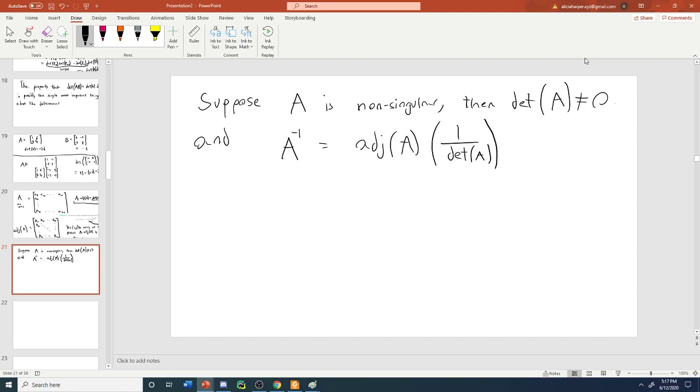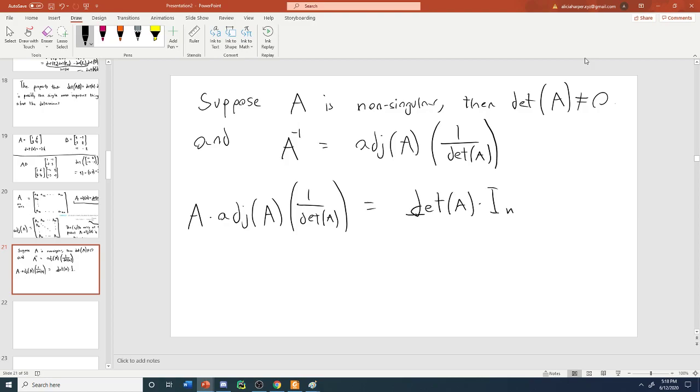The reason this is true is that when you multiply A by the adjoint of A and you divide by 1 over the determinant of A, you get precisely the determinant of A times the identity matrix, and then multiplied through by 1 over the determinant. So this will cancel out with this, and all that will be left over is the identity matrix.